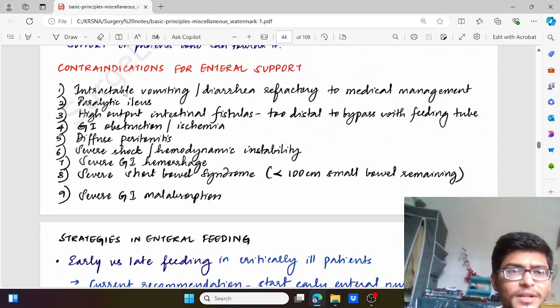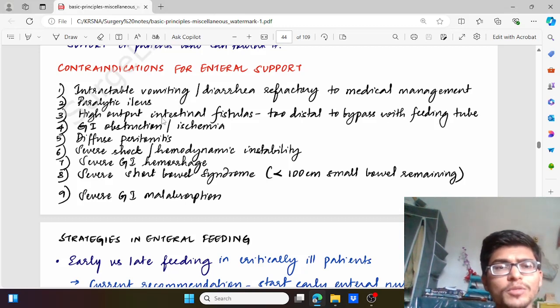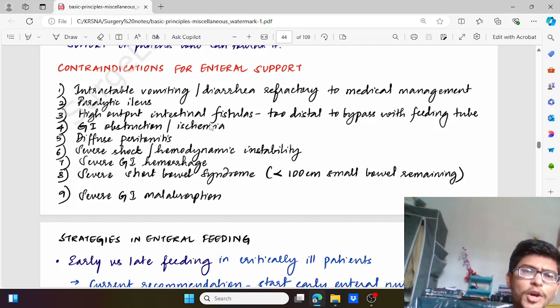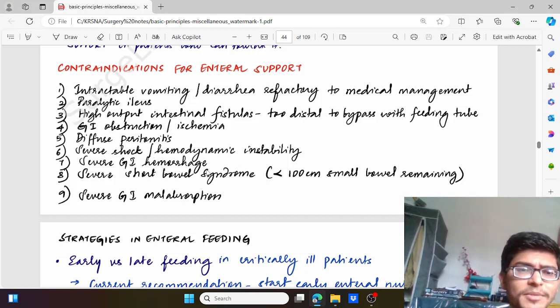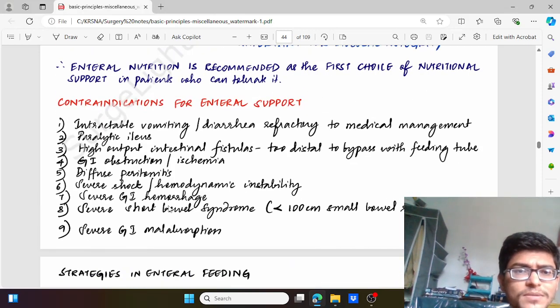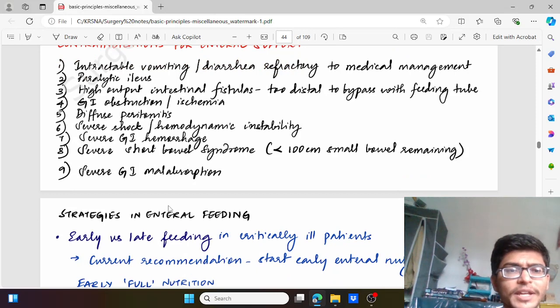So what are the contraindications? If the patient is having intractable vomiting and diarrhea which is refractory to medical management, मतलब उल्टी और लूज स्टूल्स हो रहा है जो ट्रीट नहीं हो पा रहा है, पैरालिटिक इलियस, बॉवल काम नहीं कर रहा है, हाई आउटपुट इंटेस्टिनल फिशुला which is too distal to bypass by the feeding tube, GI obstruction और ischemia, diffuse peritonitis, बॉवल ऑब्स्ट्रक्ट हो गया, ब्लीडिंग कॉम्प्रोमाइज हो गई, इन्फेक्शन है बहुत ज़्यादा, पेरिटोनाइटिस है, देन सीवियर शॉक एंड हीमोडायनेमिक इंस्टेबिलिटी, सीवियर GI हेमरेज, ब्लीडिंग हो रही है, severe short bowel syndrome where there is less than 100 centimeters of bowel remaining, then severe GI malabsorption. So these are some of the causes which are contraindications for enteral support. So I have to think accordingly.